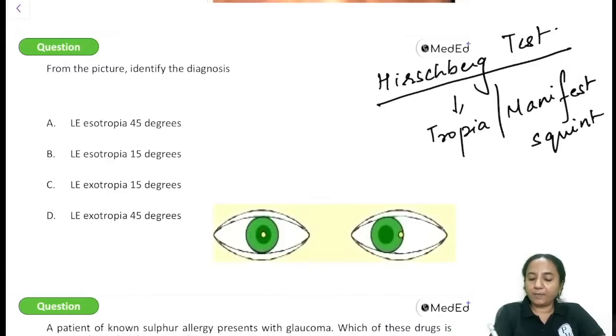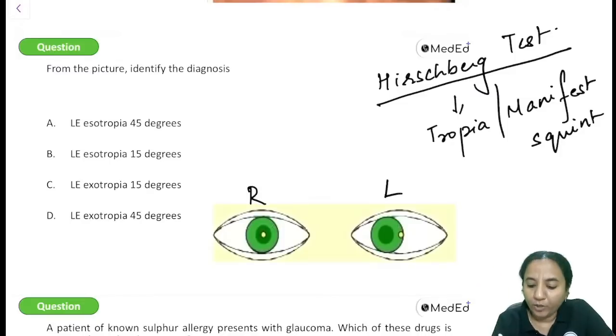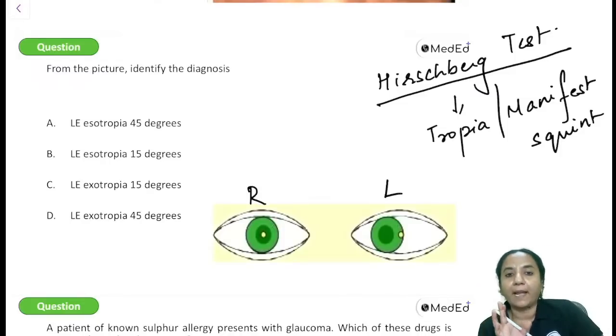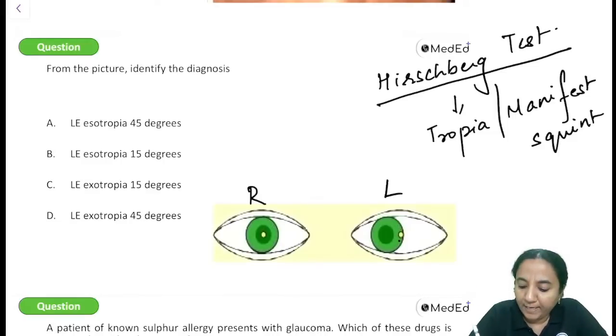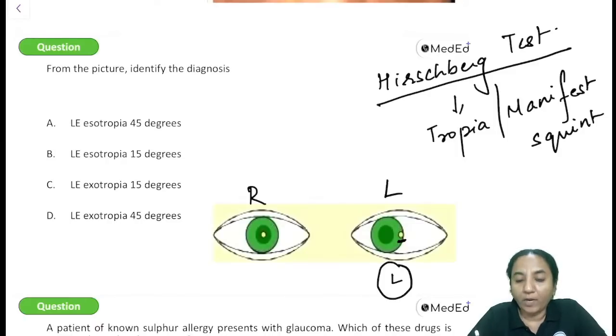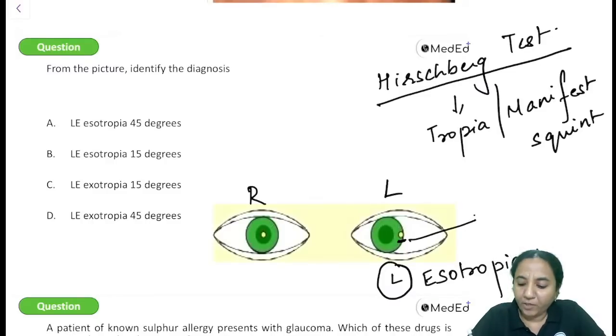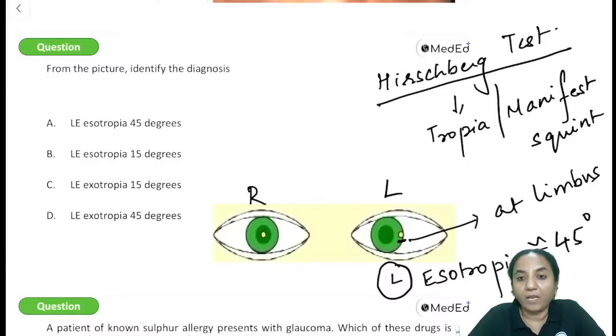So see, this is your right eye, this is the left eye. In the right eye, the reflection of the torch is at the center of the pupil, which means that the right eye is actually normal. So the problem is in the left eye. In the left eye, you see that this is the position of the reflection. So what is the deviation in the left eye? You understand that the left eye is deviated inward. So it is esotropia. And where is the reflection? The reflection is at the limbus. So if the reflection is at the limbus, then the amount of deviation is 45 degrees.